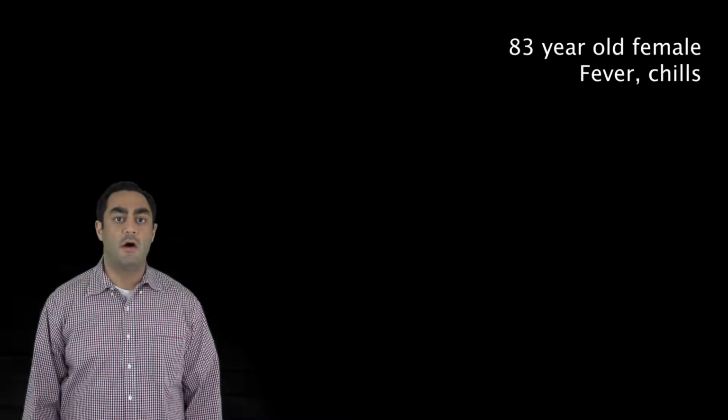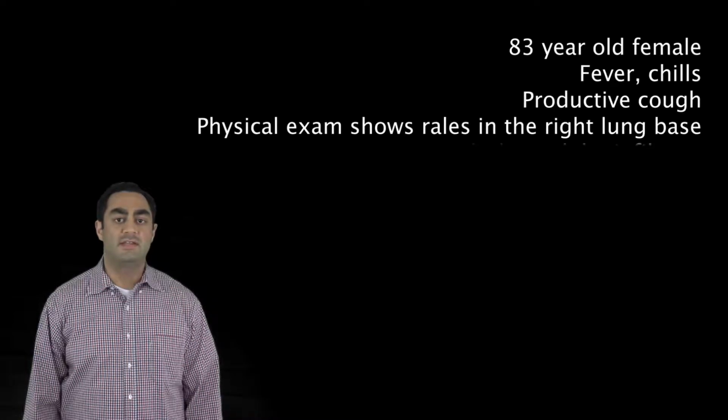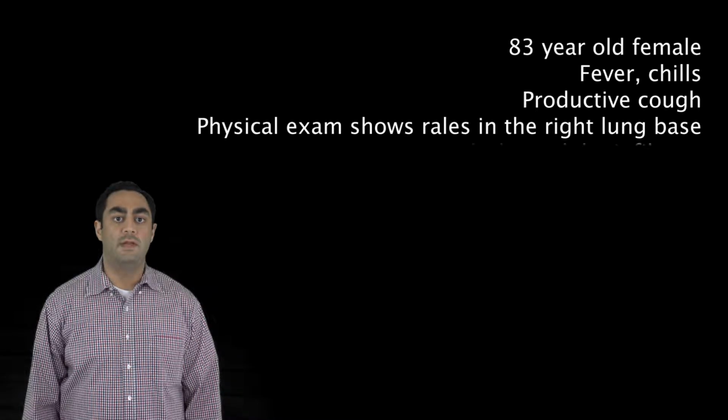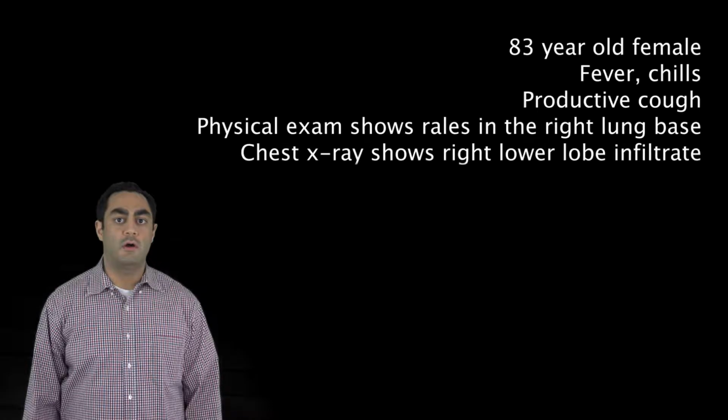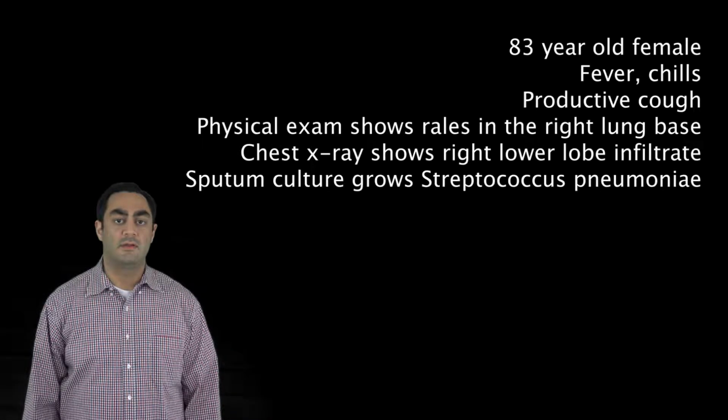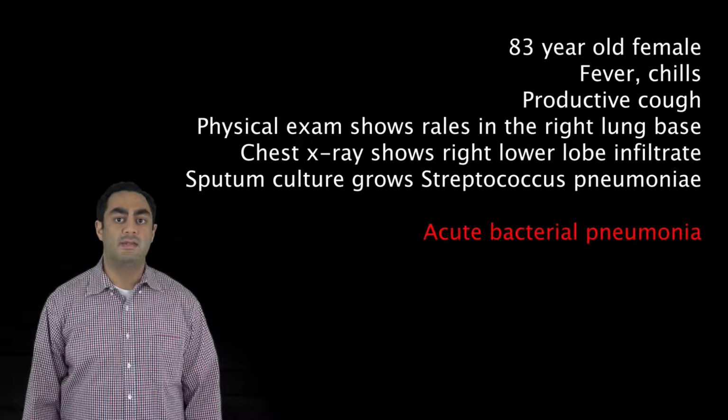What are the key points in this case? 83-year-old female, fever, chills, productive cough. Physical exam shows rales in the right lung base. Chest x-ray shows right lower lobe infiltrate. Sputum culture grows Streptococcus pneumoniae. What is the diagnosis? This is an acute bacterial pneumonia.